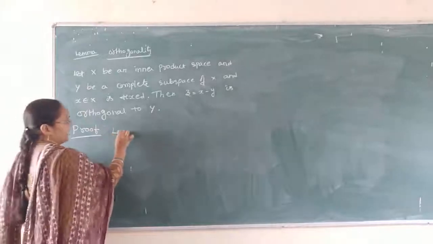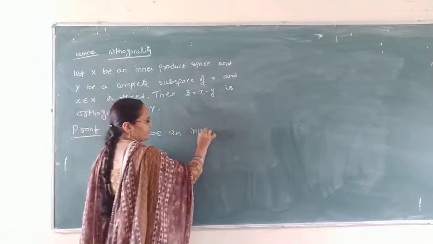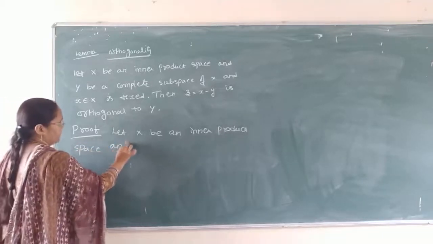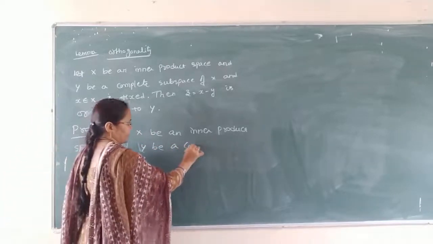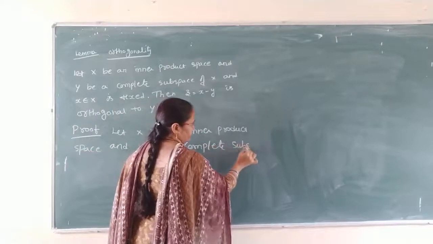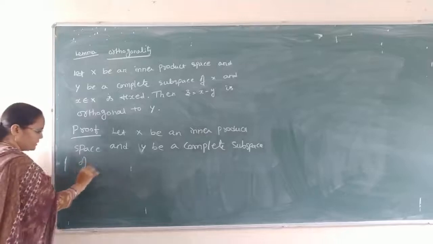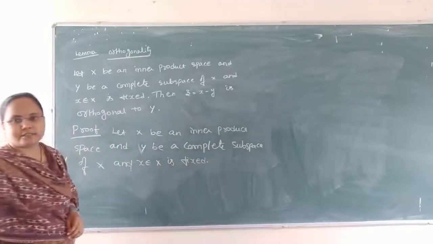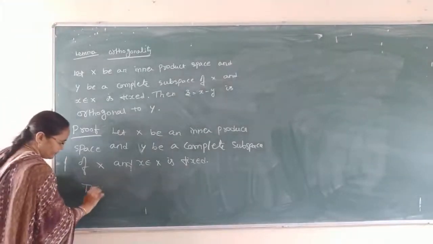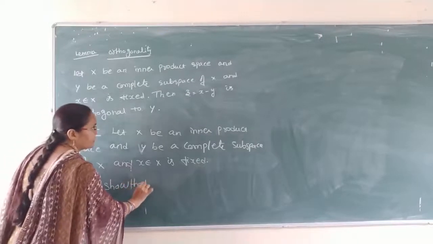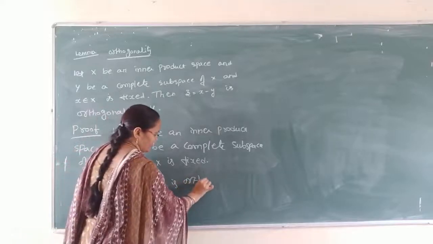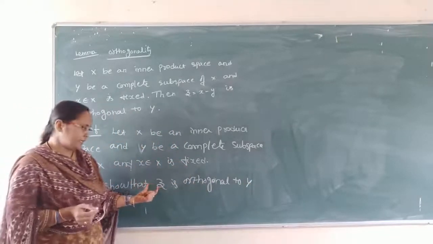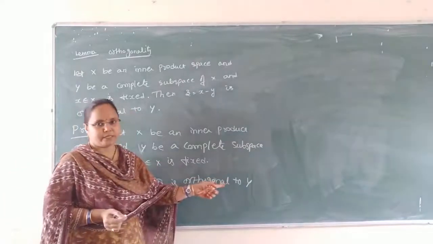Let X be an inner product space and capital Y be a complete subspace of X, and small x belongs to capital X is a fixed element. Using these three conditions, we have to show that Z is orthogonal to capital Y. So what we have to show here? Orthogonality. We will say inner product of this Z comma set of Y elements is equal to 0.